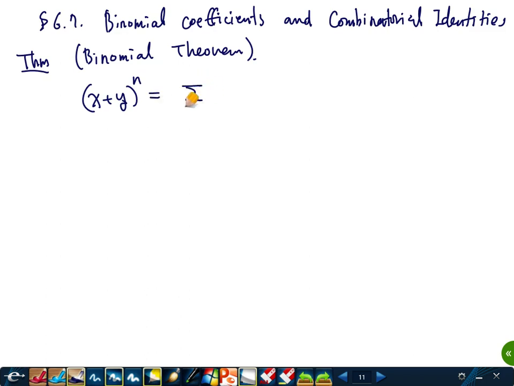This is equal to the sum over k from 0 to n of n choose k, x to the k, y to the n minus k. So you can immediately expand this, and then you see the coefficient of this term is n choose k. And this is why this is called binomial coefficient, right? Binomial theorem. So it's the coefficient of this binomial power. Sorry, binomial coefficient.